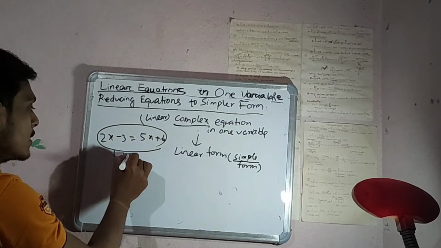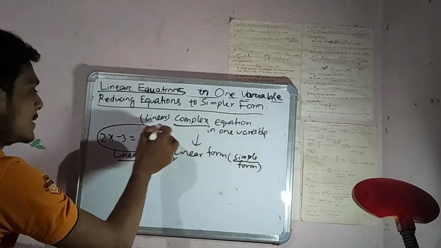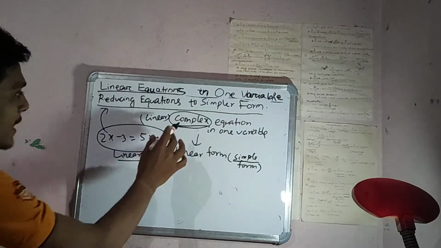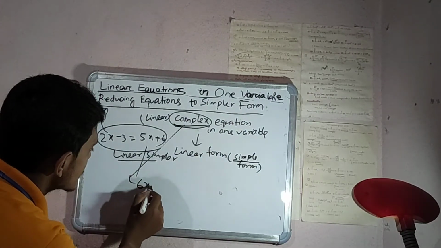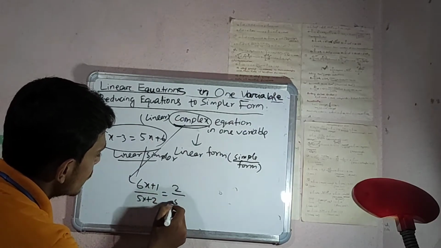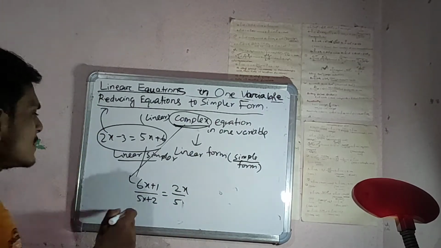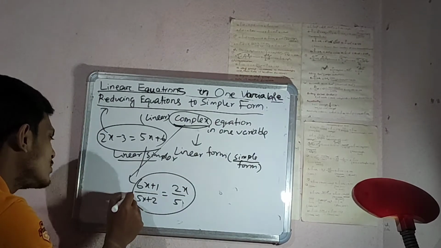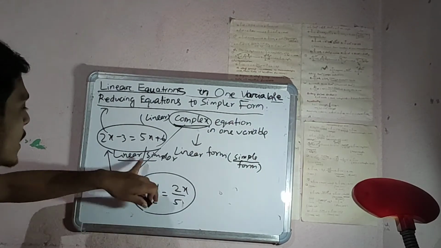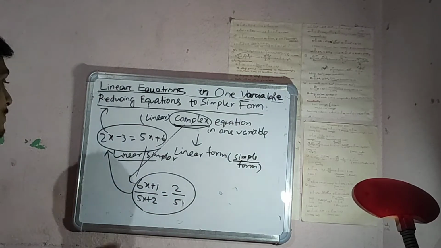This is linear and simple, but the other one is in another form, that is called complex form. That complex form is, let's say, 6x plus 1 by 5x plus 2 is equal to 2 upon 5, 2x by 5. This is very complex, so we have to reduce it to the simpler form, that is also linear. It is also linear, but we can reduce it into the linear form. Okay, simpler form.